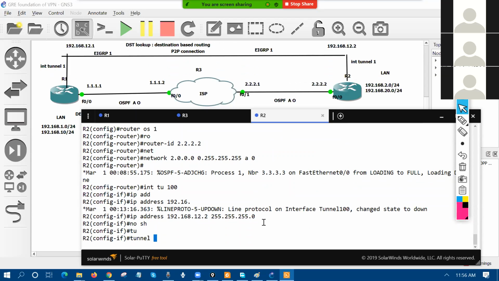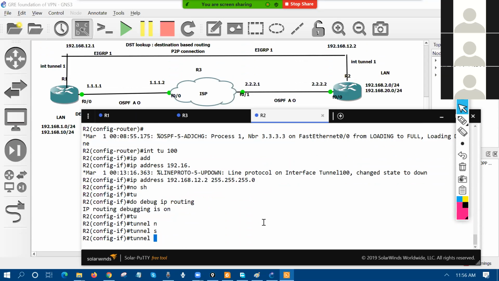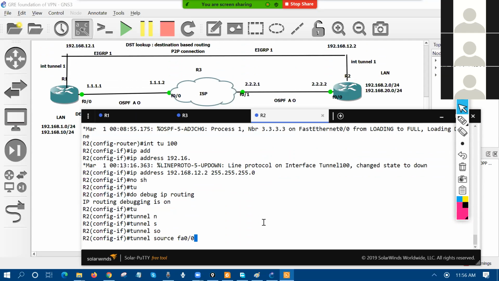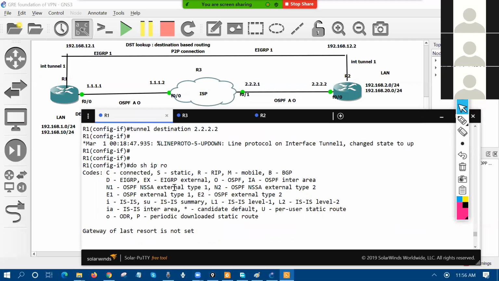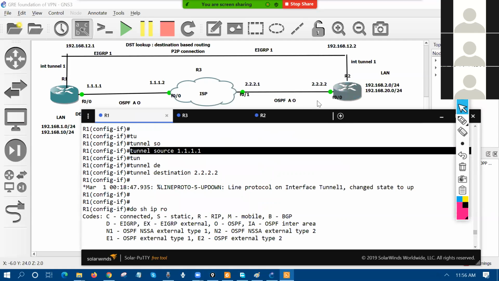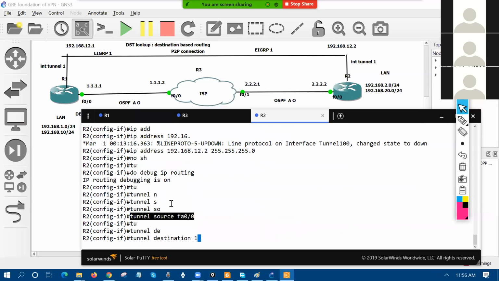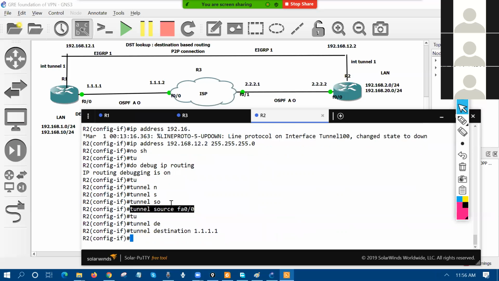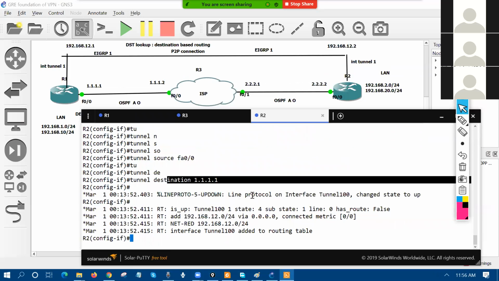Do tunnel source. Do one thing, do debug ip routing. Tunnel source will be, I can use my interface 0/0. So here I have defined the interface IP, and here I'm going to define the interface number. And now tunnel destination, I need to make a tunnel with 101. So again, it will look up the routing table information. Do we have a route to 101? Yes. If you have, my tunnel will be up.